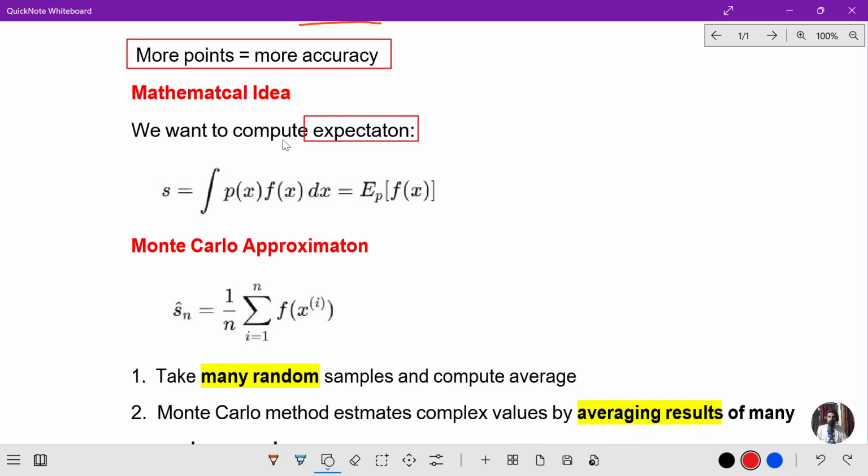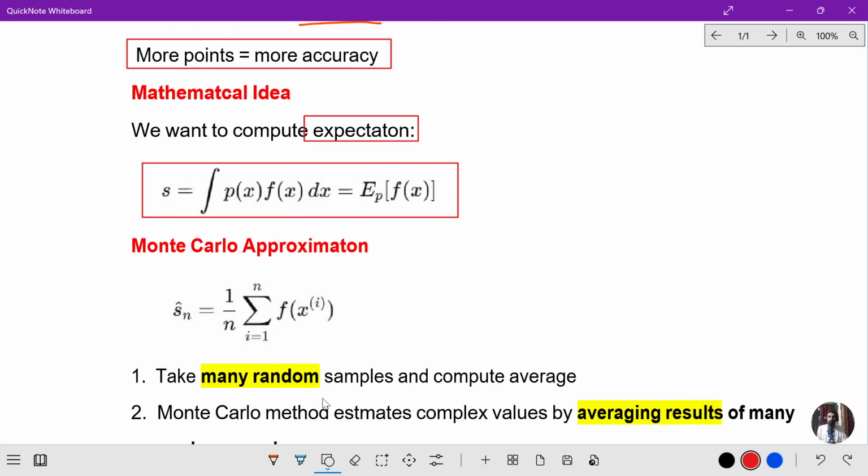So when we want to compute the expectation, we will use this formula. What is this formula? S equal to the integration of P of x, f of x, dx, which is equal to E_P of f of x. This is called a mathematical formula, related to how we are going to find some expectation. So we are going to find the result.